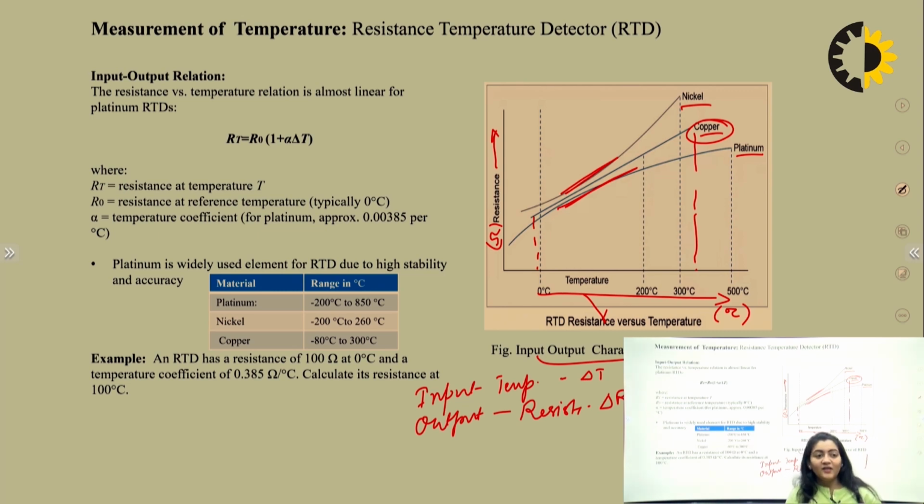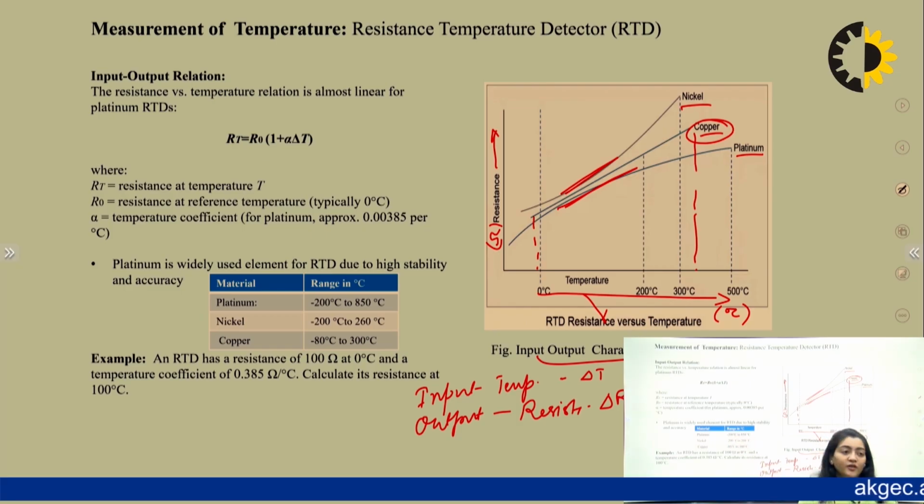But platinum has a very wide range. You see, platinum ranges from minus 200 degrees centigrade up to 850 degrees centigrade, which is a temperature you can go to in industry. Then nickel is minus 200 to 260 only. Copper is from minus 80 to 300 only. So you see, the range is very much affected by the application.